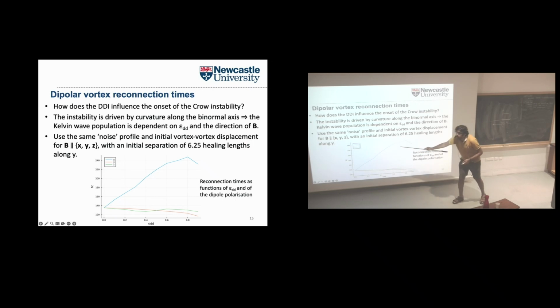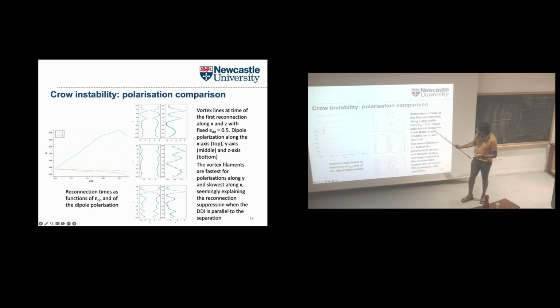So there's a strong dependence of the reconnection times on what the dipolar polarization is and also the interaction strength. You can see basically in the two cases at the bottom, X and Z, the reconnections happen at the same time for a particular choice of epsilon dd, but for Y, it's considerably suppressed. And recall that earlier there was a dependence of the velocity of the dipoles on the dipolar polarization. We see a similar thing happening here where the dipoles have moved by a similar distance, but they've moved much less in this simulation.